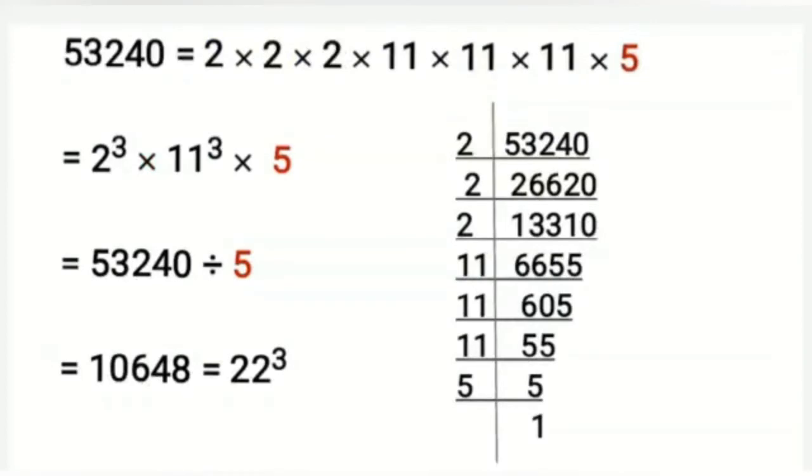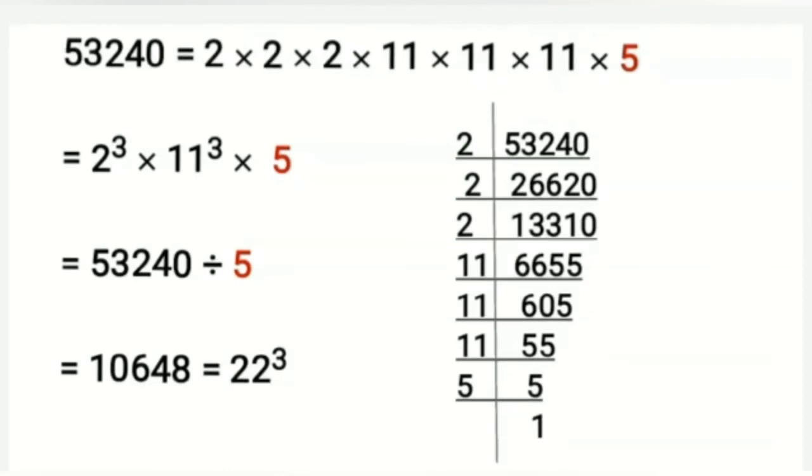Take one more example. 53,240. So here also, students, we have to find the prime factors first. 53,240 is divisible by 2. How many times? 26,620. Again divisible by 2. How many times? 13,310. Again divisible by 2. How many times?